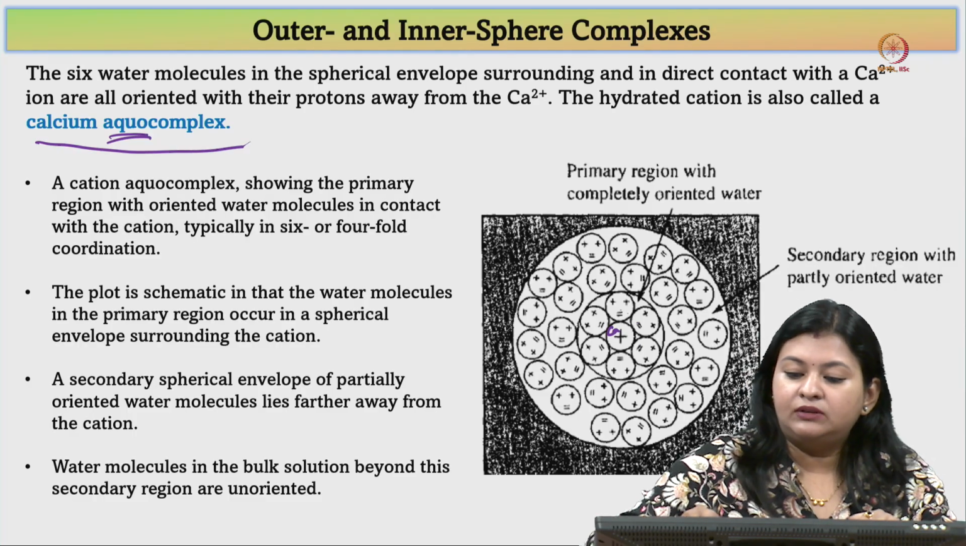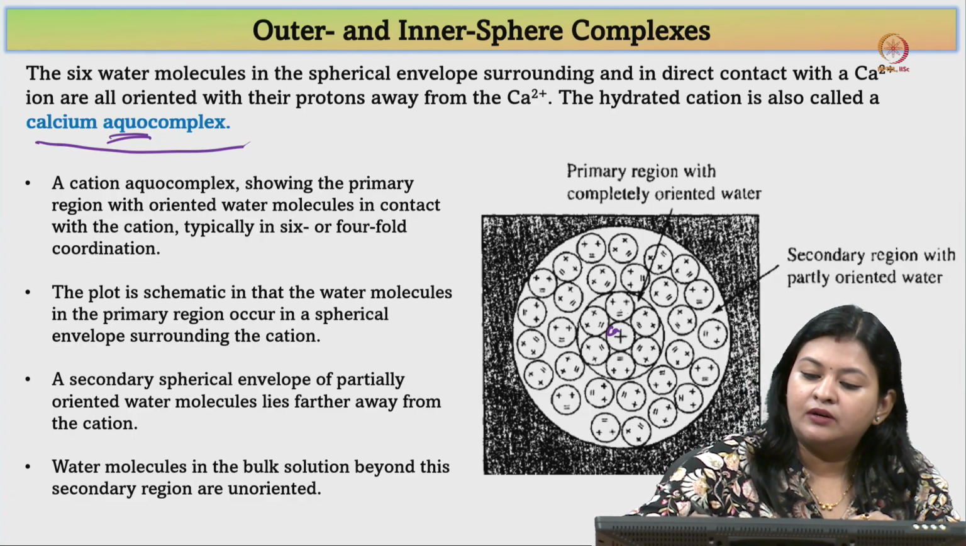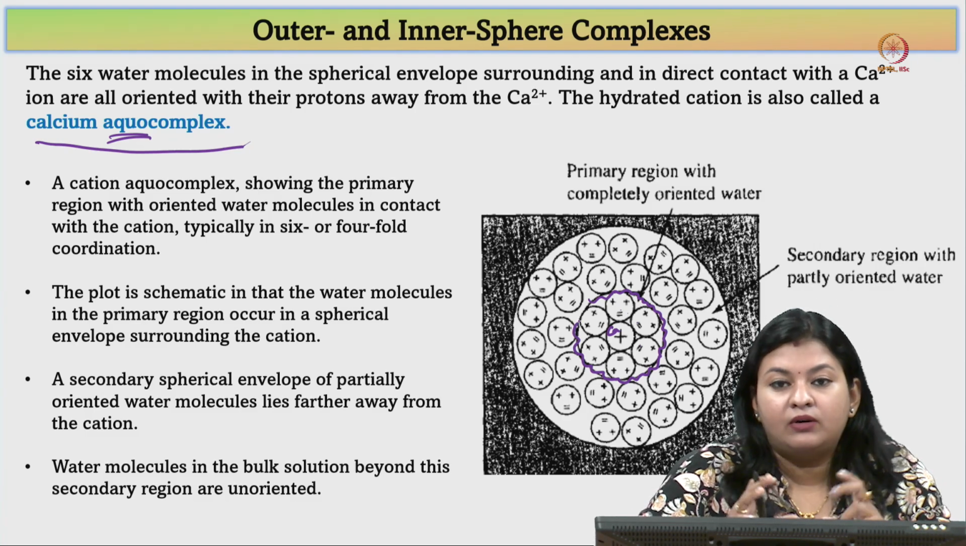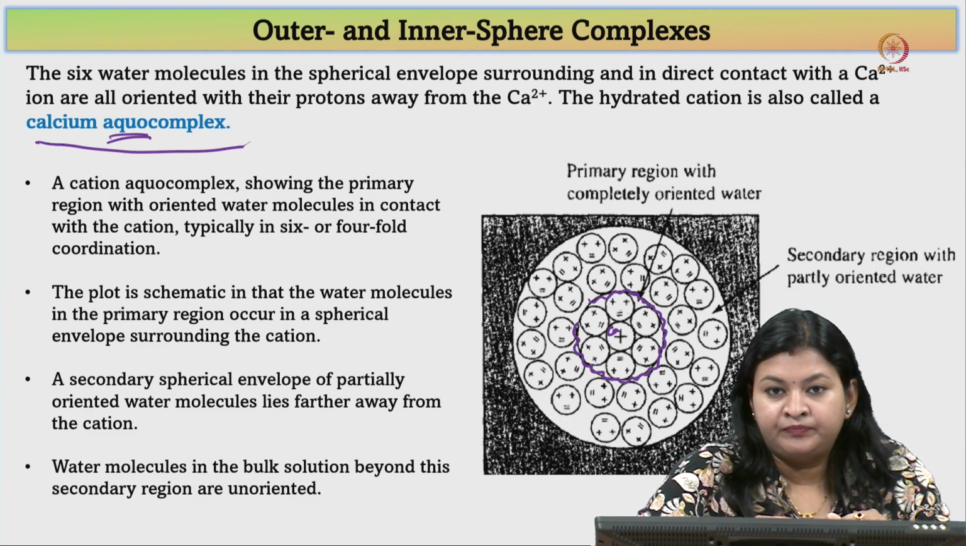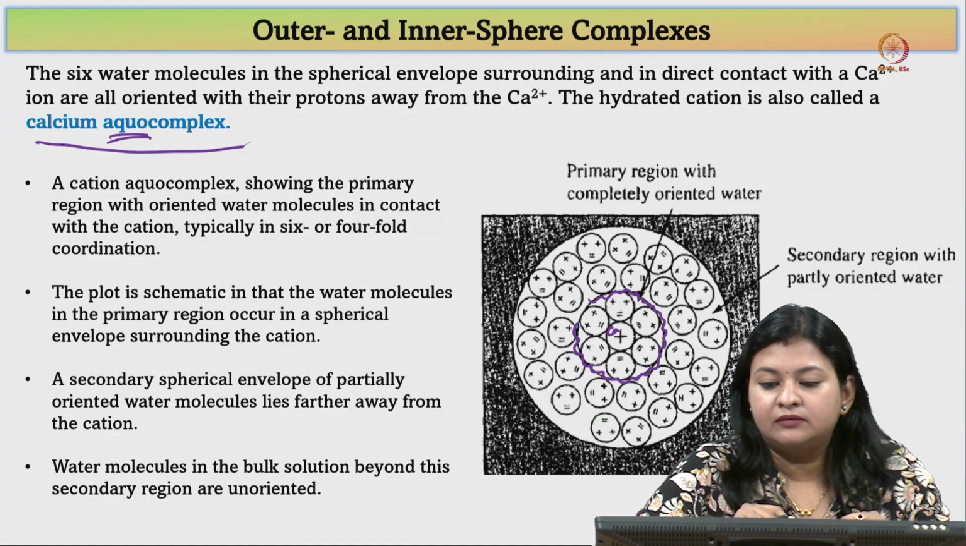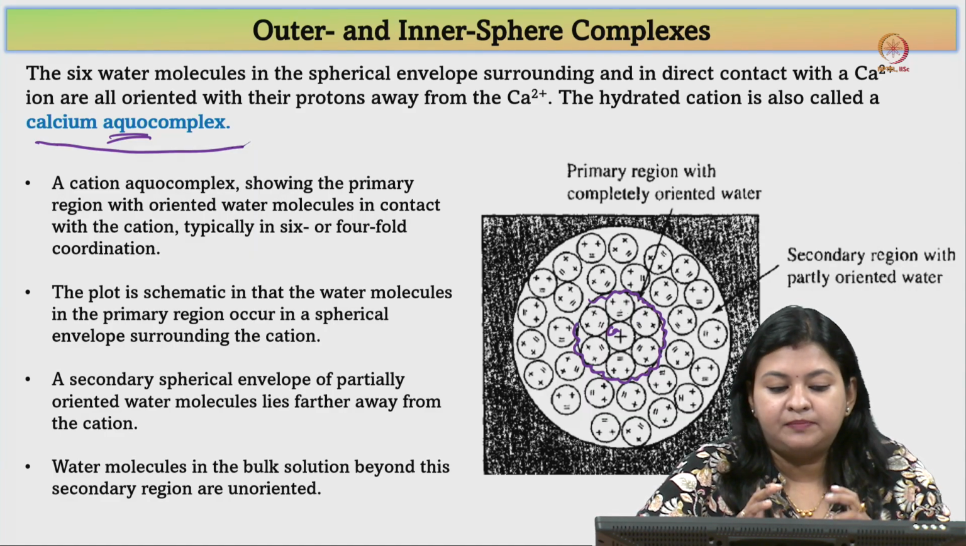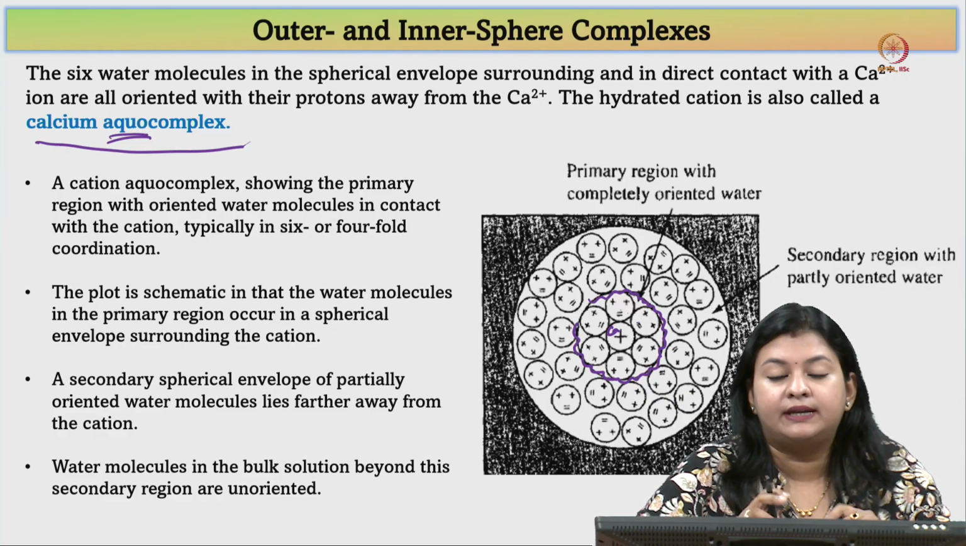Now, this particular region where there is a direct contact is called the primary region. This is the primary region because the water molecules are directly in contact with the cation.